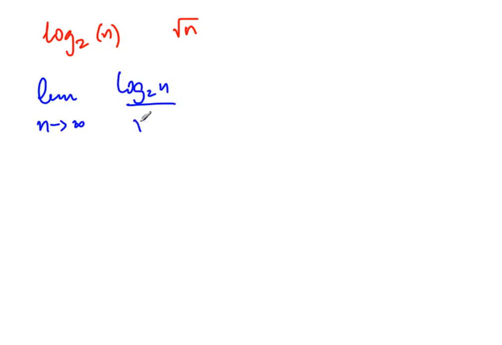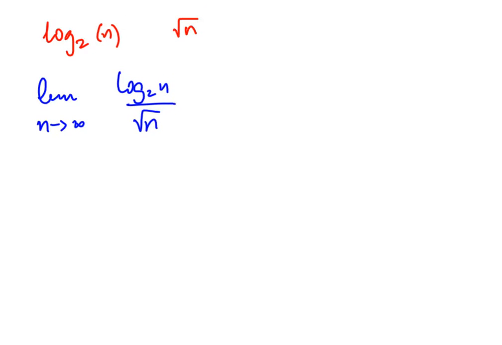So let's look at another example. Supposing we want to compare log of n and square root of n. So now we take this limit again as n tends to infinity of log of n divided by square root of n.